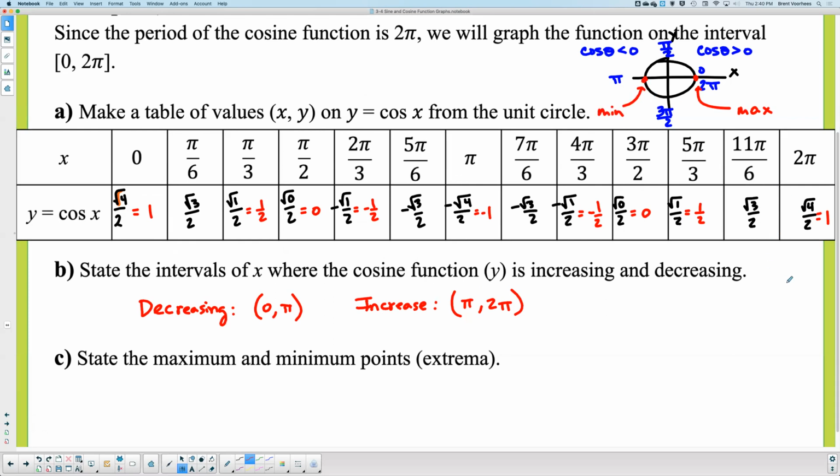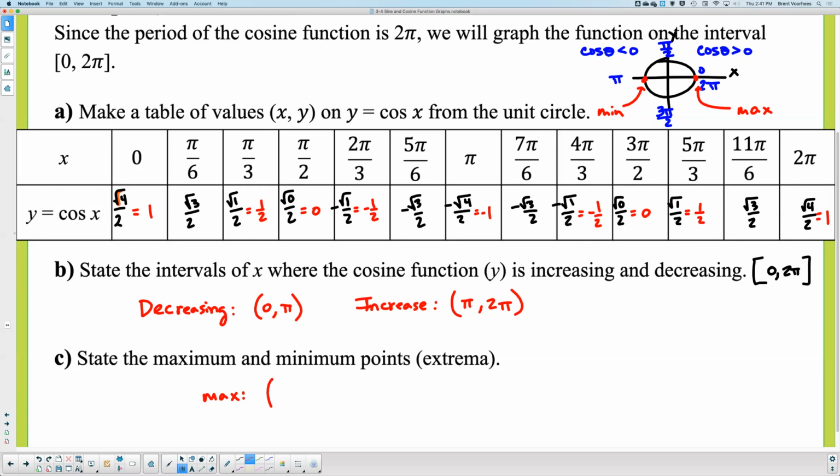Not pi or 2 pi. Just pi. On this domain. Yeah, this is on the domain here. I'm doing this from 0 to 2 pi is what I'm listing here. State the maximum and minimum. This has 2 maximums here.